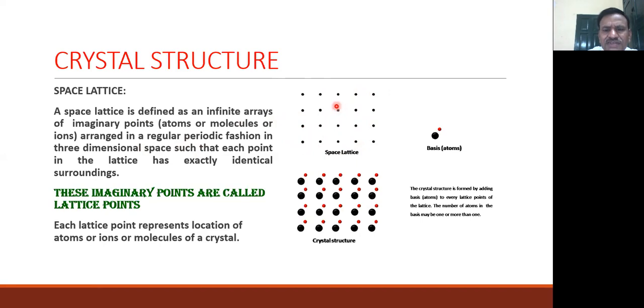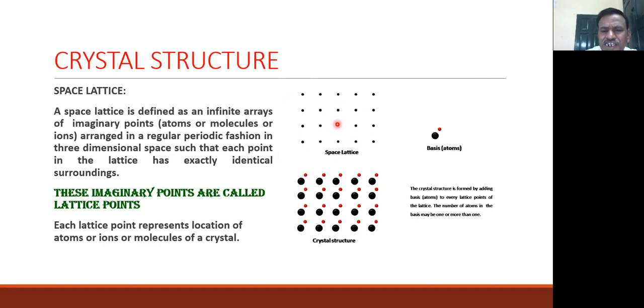Here, look at this lattice point. I will call this one lattice point. If I move to the right side, I will get the same lattice point. If I move down, another lattice point. If I move here, another lattice point. If I move up, another lattice point. Let us come to here. Again, one lattice point on the right side, one on the left side, one above, one down. Like this, you can study anywhere in this entire crystal structure.